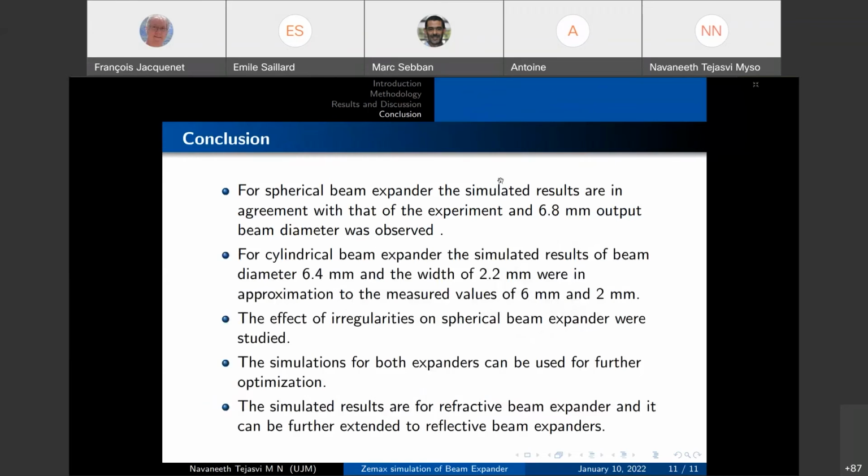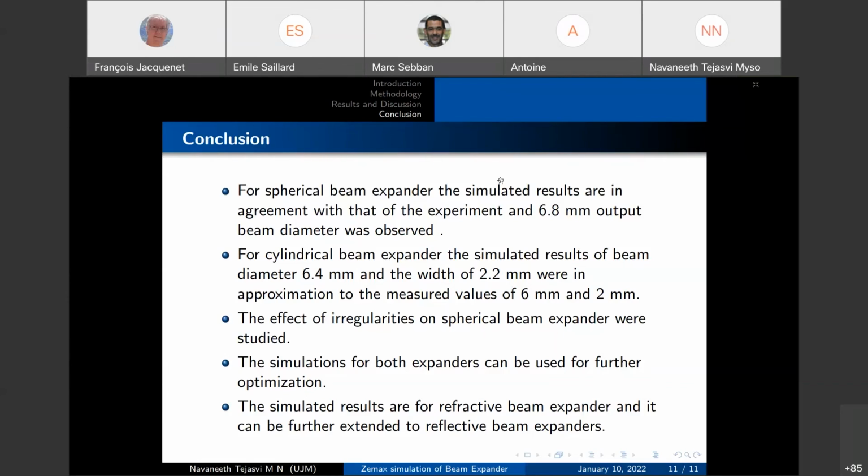To conclude, for a spherical beam expander, I had around 6.8 mm output beam diameter for an ideal system, and for the tilted and decentered system, we rectified the setup to get an ideal system. For cylindrical beam expanders, my simulated results were approximately 6.4 and 2.2 mm, and for the measured, we had around 6 and 2 mm, with a plus or minus of 0.5 mm.